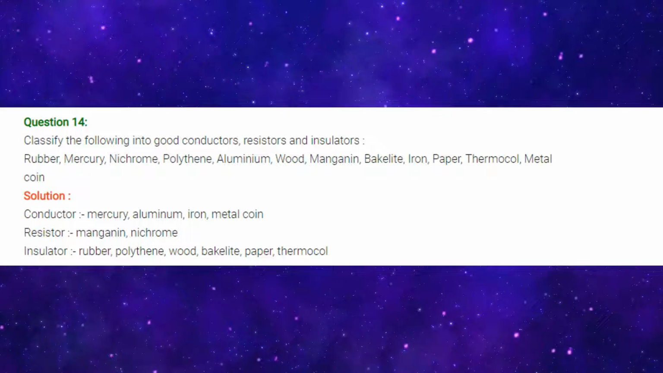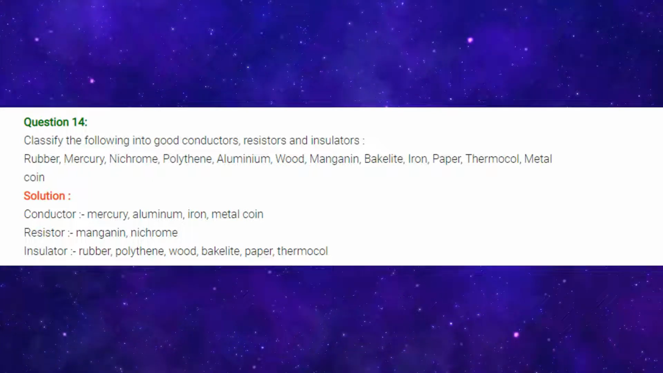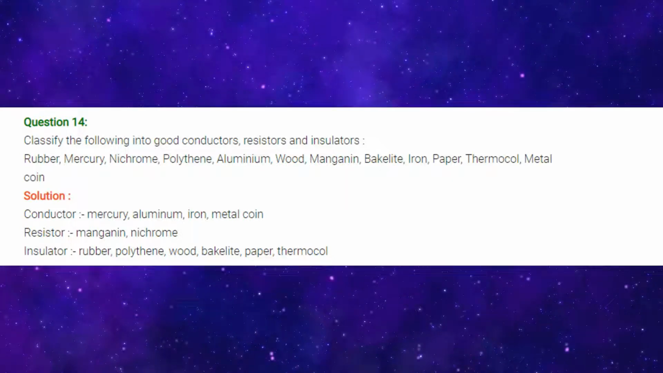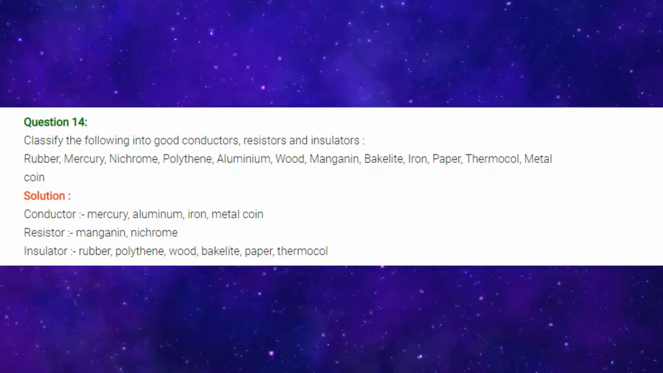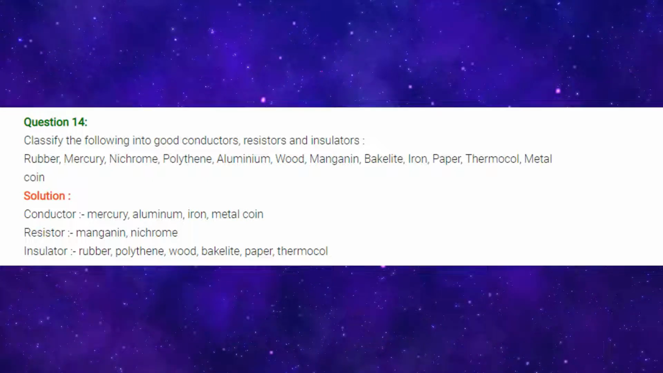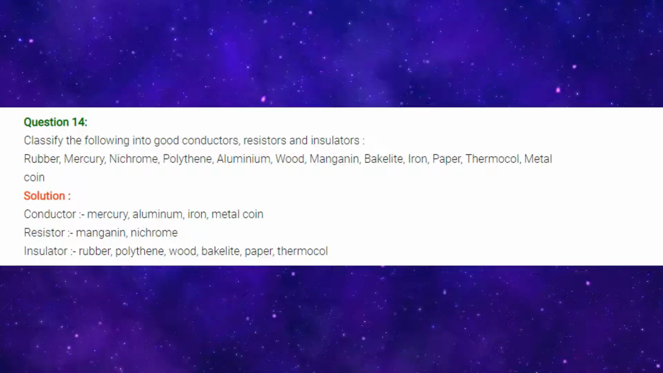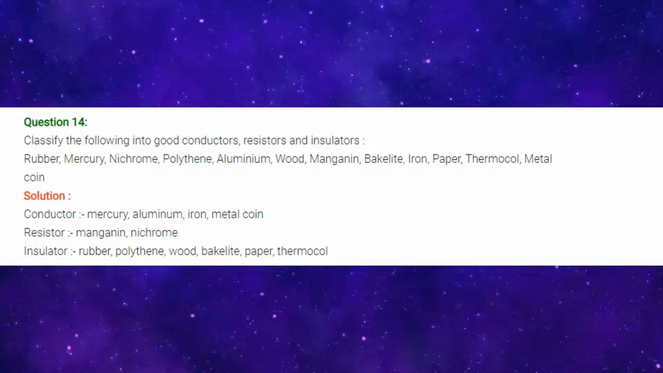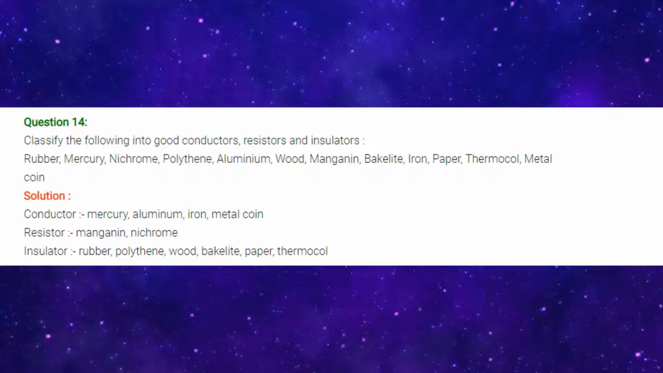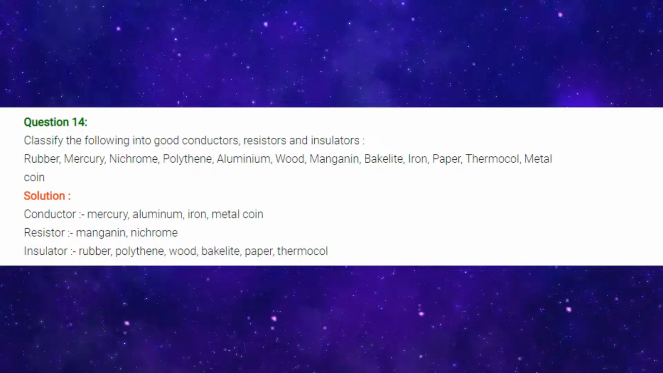Question 14. Classify the following into good conductors, resistors and insulators: rubber, mercury, nichrome, polythene, aluminium, wood, manganese, bakelite, iron, paper, thermocol, metal coin. Solution: conductors: mercury, aluminium, iron, metal coin. Resistors: manganese, nichrome. Insulators: rubber, polythene, wood, bakelite, paper, thermocol.